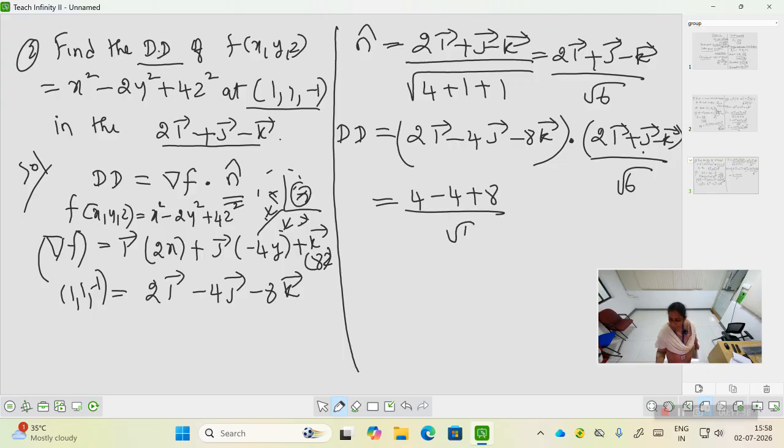So divided by root 6, so 4 gets cancelled. Finally, I'll get this value as my directional derivative. So this is my directional derivative. Next, I'll go to the next problem.